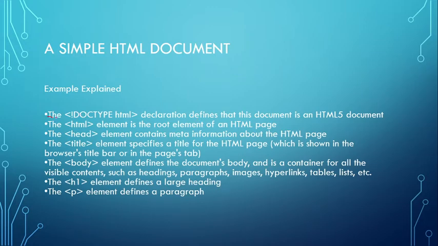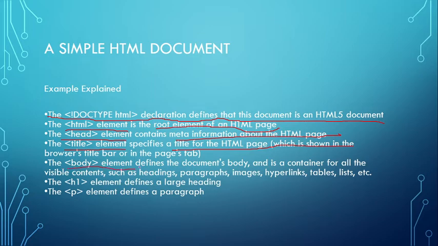Example explained. The doctype declaration defines that this document is an HTML5 document. The HTML element is the root element of an HTML page. The head element contains meta information about the HTML page. The title element specifies a title for the HTML page, which is shown in the browser's title bar or the page's tab.